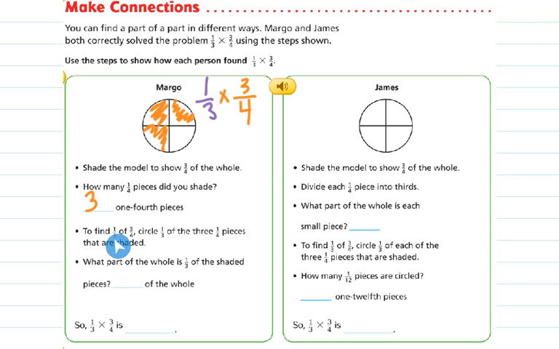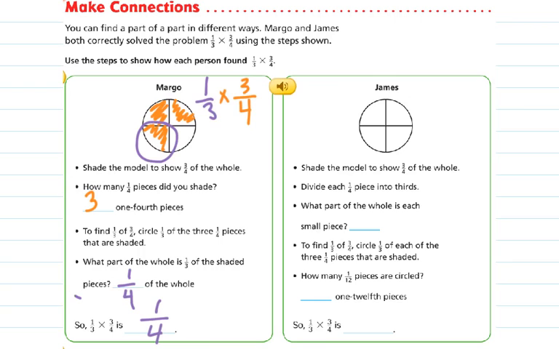Next, to find 1/3 of 3/4, so we're only saying of this orange section, circle 1/3 of the shaded pieces. So let's look at our pieces. 1/3, 2/3, 3/3. So if we circle that 1/3, boys and girls, we look and then we see our circled answer is our correct answer. The product is 1/3. So it says what part of the whole is 1/3? It is 1/4 of the whole. So 1/3 times 3/4 is equal to 1/4.